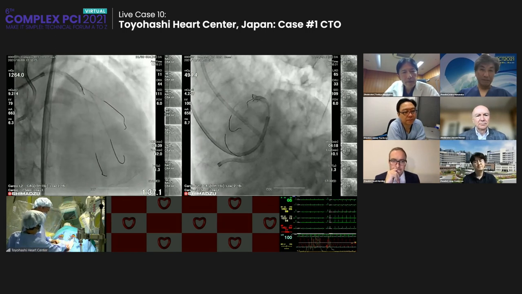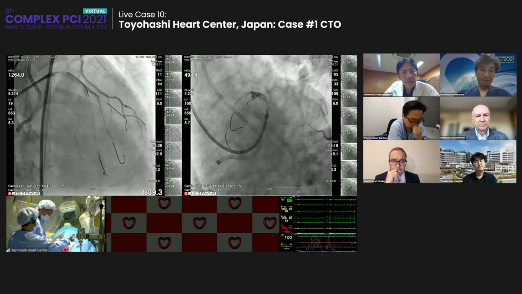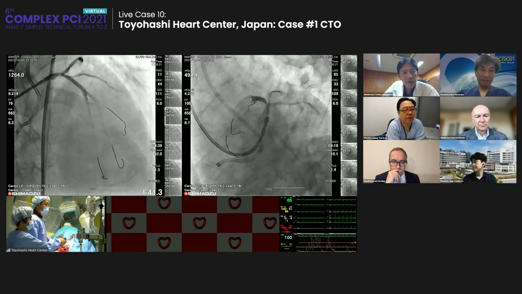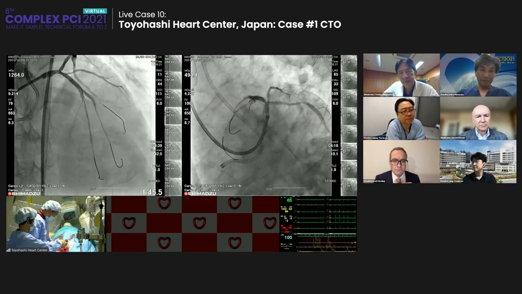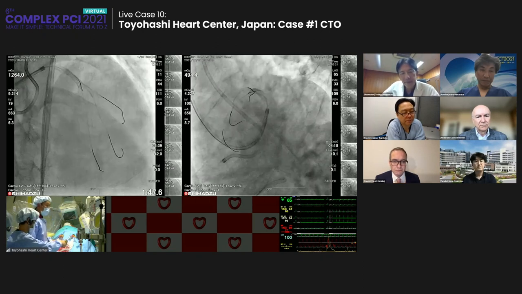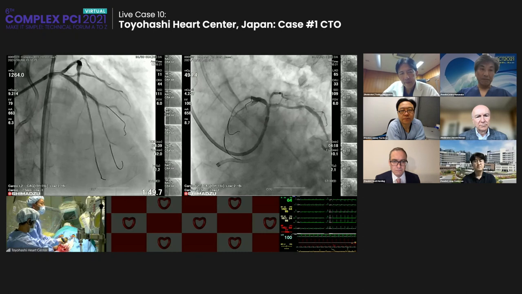So also we are developing the IVUS guided navigation system nowadays. Maybe next time we can introduce this IVUS guided guide wire navigation concept.